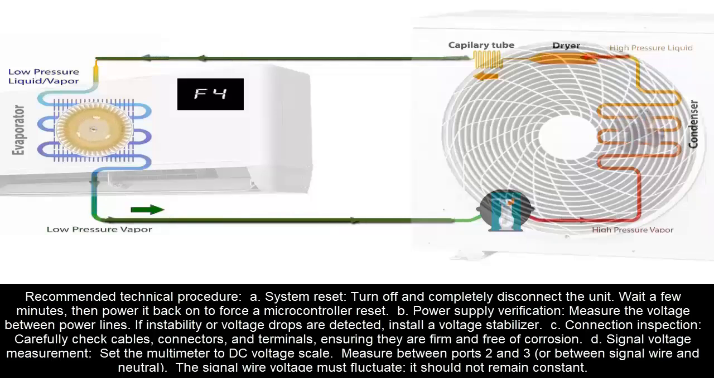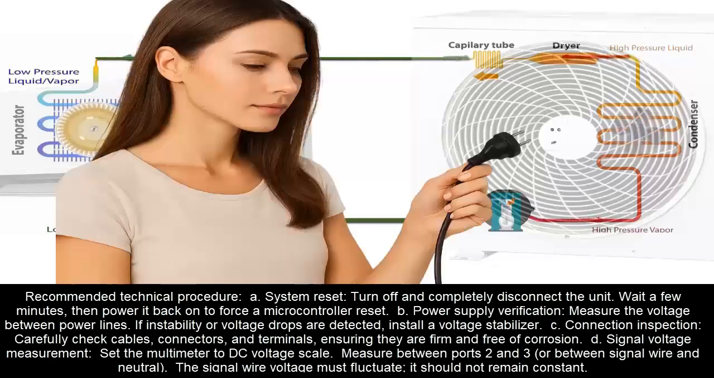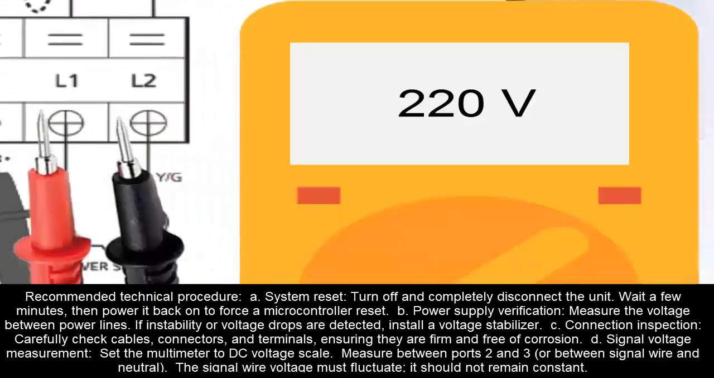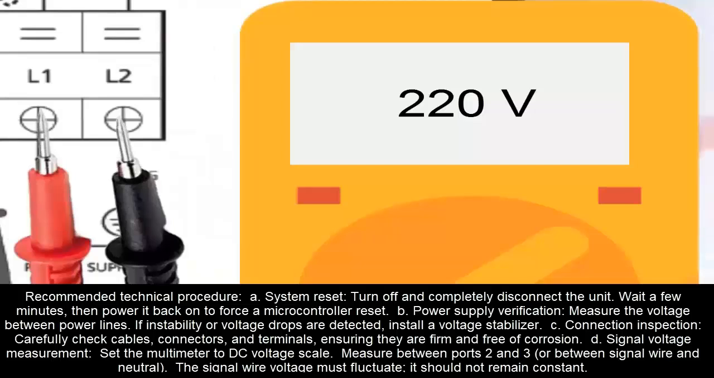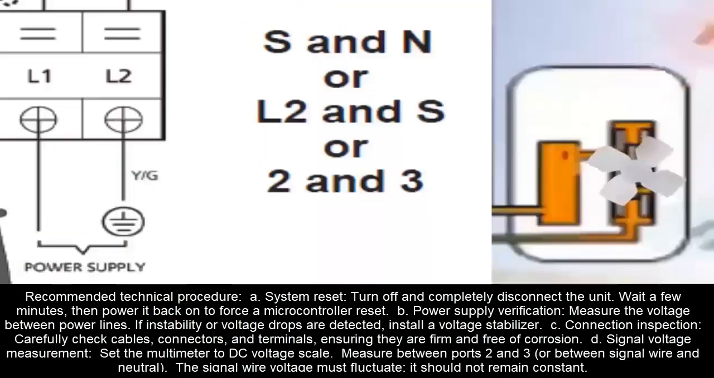Recommended technical procedure: A. System reset. Turn off and completely disconnect the unit. Wait a few minutes, then power it back on to force a microcontroller reset. B. Power supply verification. Measure the voltage between power lines. If instability or voltage drops are detected, install a voltage stabilizer. C. Connection inspection. Carefully check cables, connectors, and terminals, ensuring they are firm and free of corrosion.